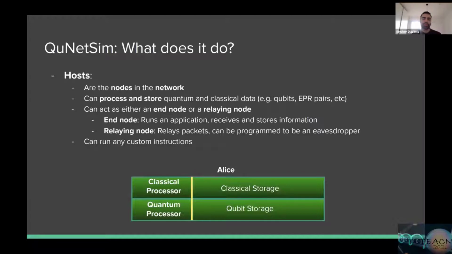So the components of QuNetSim are, first, the hosts. These hosts are the nodes of the network, and they have the ability to process and store quantum and classical information. They can store qubits in a memory, and they can recover them, and they can perform quantum operations on them. And they can also send classical information between themselves.